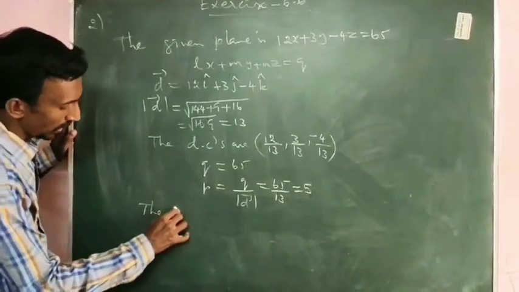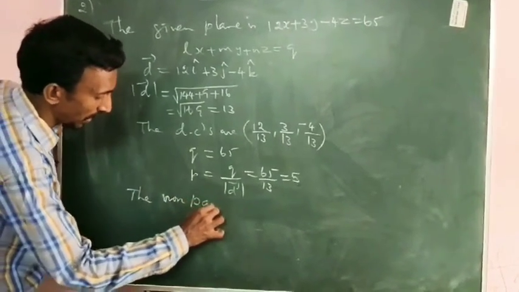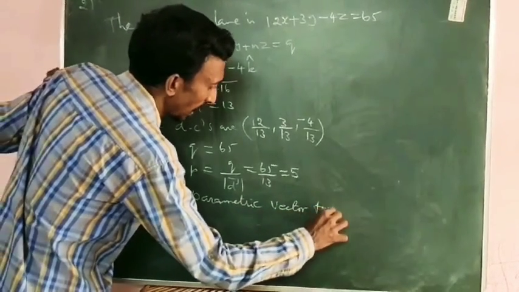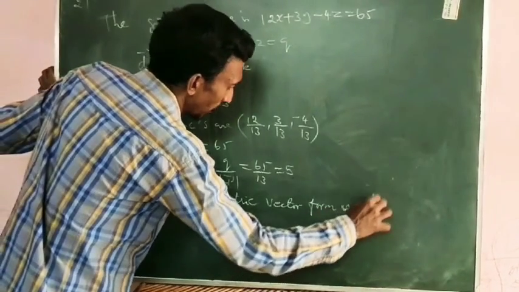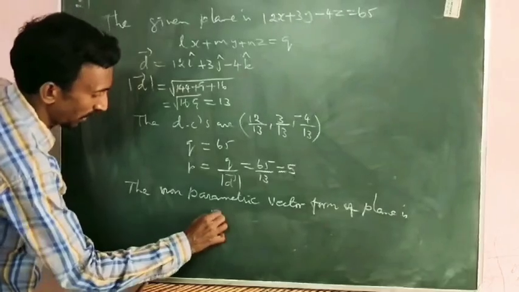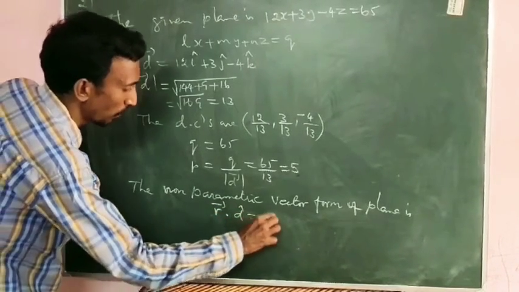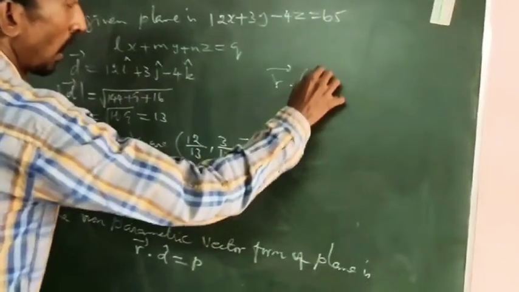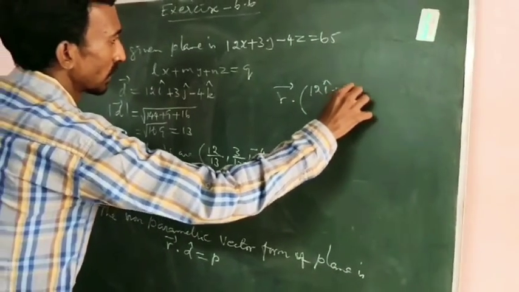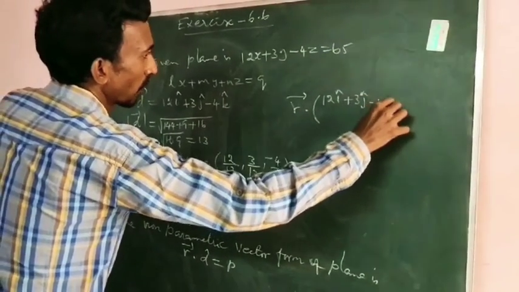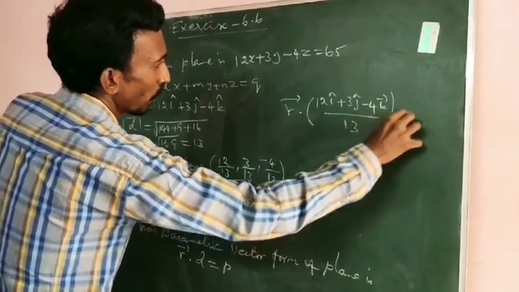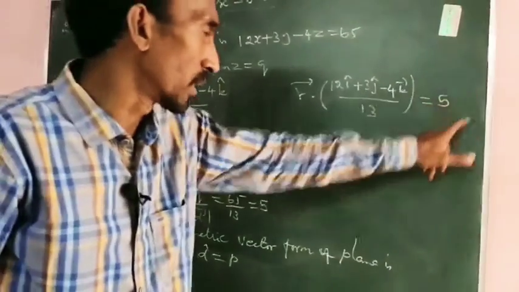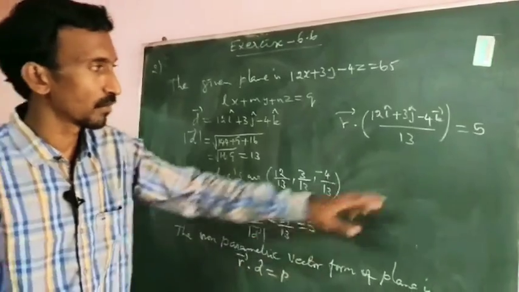Now the vector form, non-parametric vector form of a plane. We know that r dot d cap equal to p. So r vector dot (12i plus 3j minus 4k) by its magnitude equal to 5. This is the answer for the plane equation, and this 5 is the perpendicular distance from the origin.